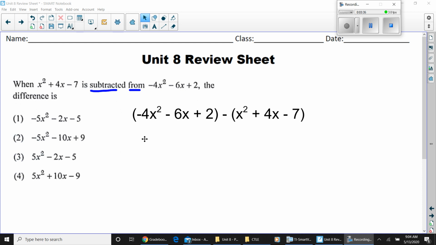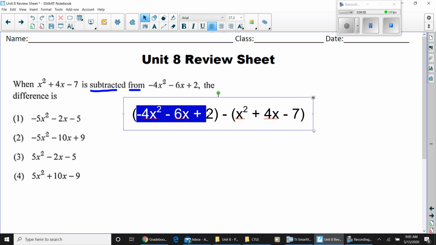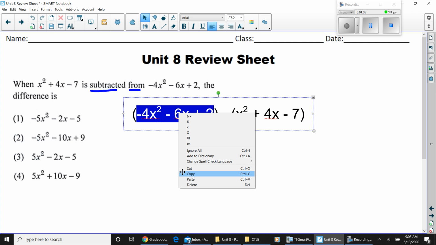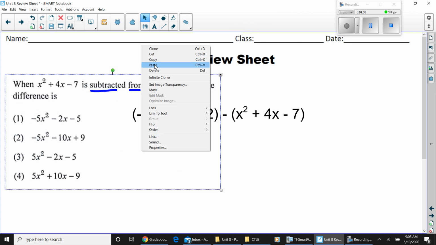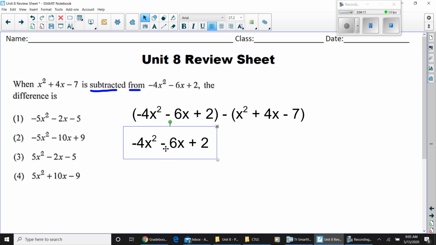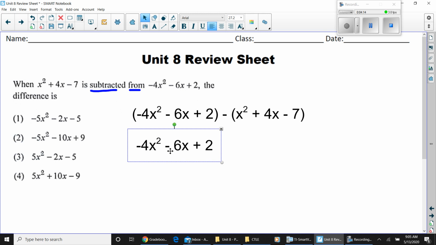Okay, so you do notice that this is being subtracted from this, right? When x squared plus 4x minus 7 is subtracted from this, that means negative 4x squared minus 6x plus 2 would have to go first. Remember, put them in parentheses. Now what you have to basically do is take them out of parentheses. For the first polynomial, you're just going to take it out of parentheses. The minus sign doesn't change anything in the first polynomial.